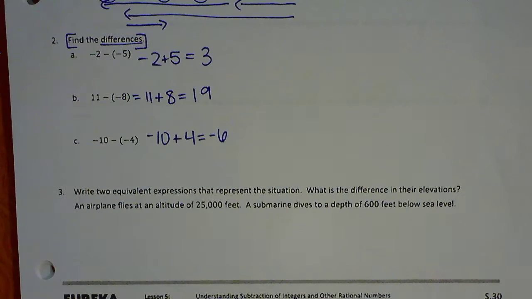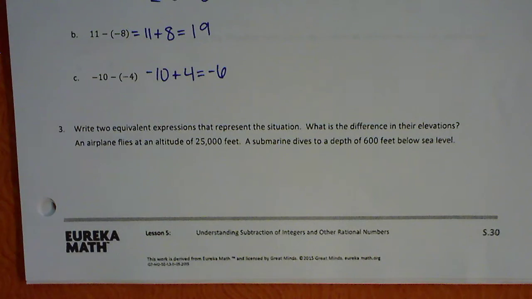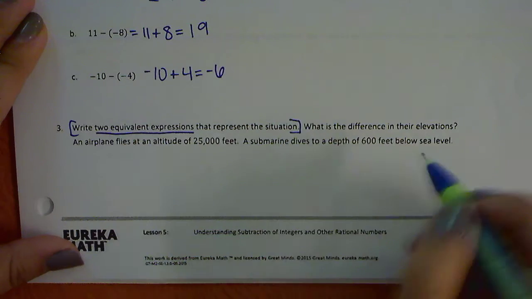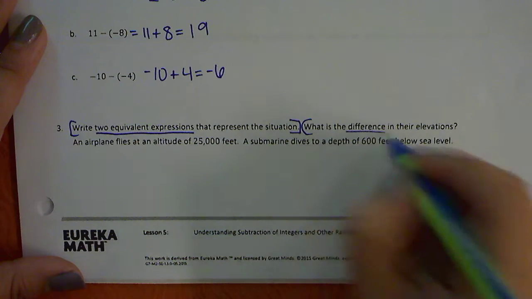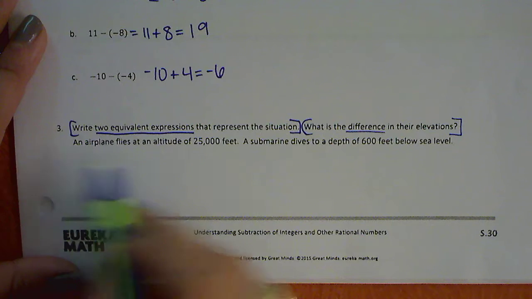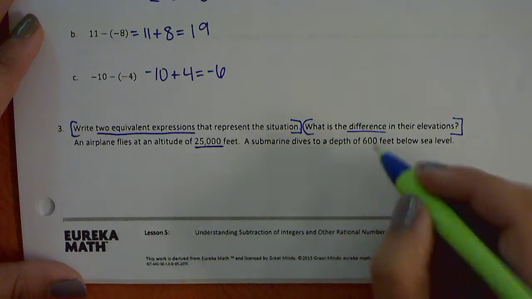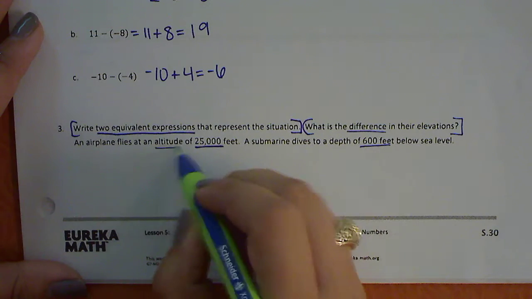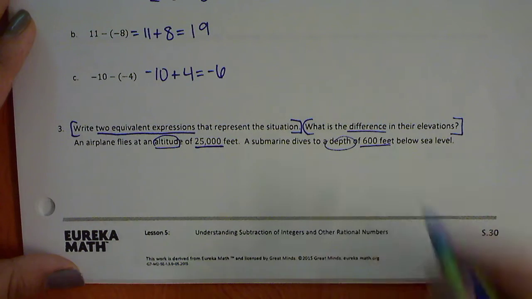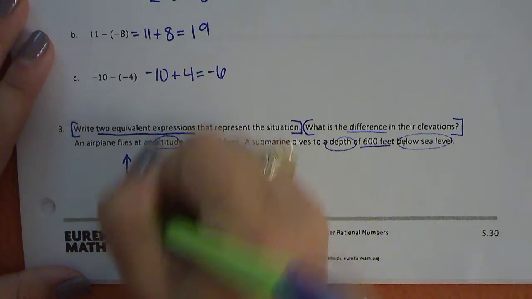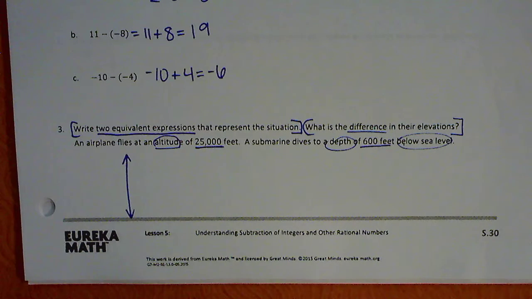Lastly, number 3 says, write 2 equivalent expressions that represent the situation. What is the difference in their elevations? An airplane flies at an altitude of 25,000 feet. A submarine dives to a depth of 600 feet. Let's see, altitude, depth, and this is below sea level. I'm actually going to draw a little picture using a vertical number line. It also kind of makes me think about what this would look like in real life.